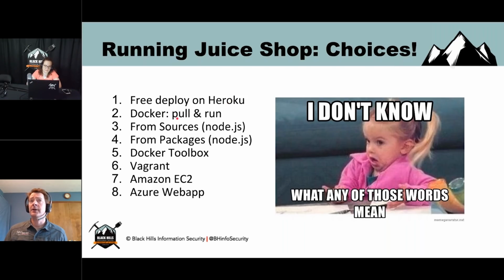You can use Docker to pull the container and run it. You can install it from source, from packages. There's a Docker toolbox. There's Vagrant. There's Amazon EC2. There's an Azure Web App. All these things, if you want to waste a lot of time trying to figure out what they all mean, you have all these choices. So I know for a lot of you, these are meaningful things, and you probably already have Docker installed, or maybe you're a big Node.js fan and this stuff just makes sense to you. These are all options to get this thing up and running.